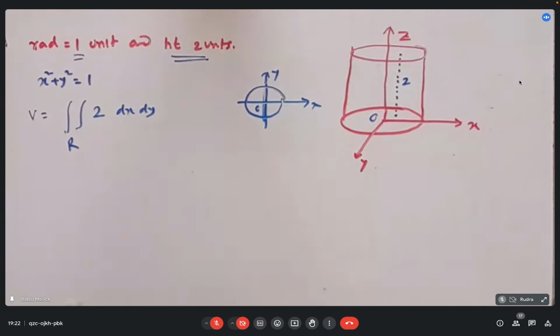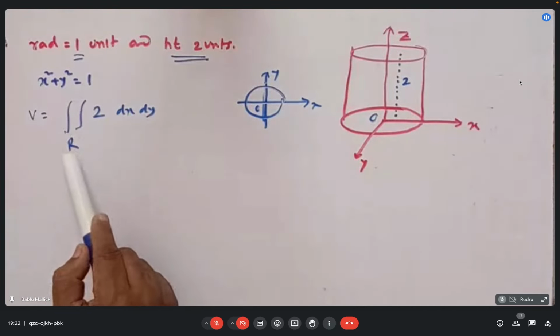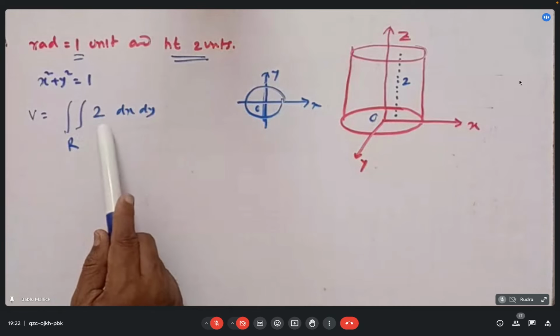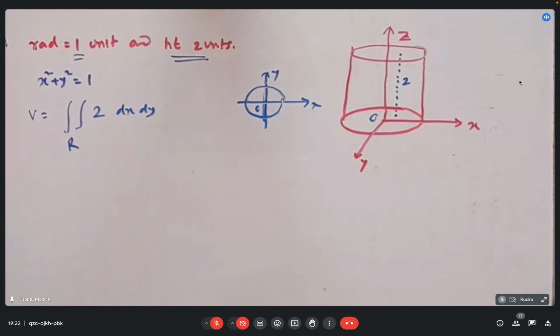Could you say the statement once more? Volume is equal to this double integration over R of 2 dx dy, where R is the area bounded by x square plus y square is equal to 1.